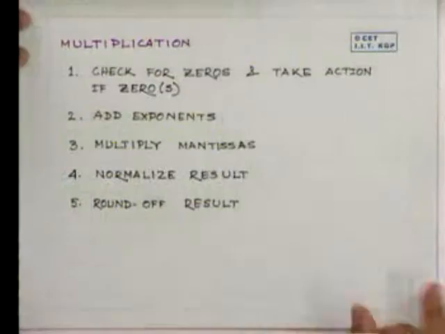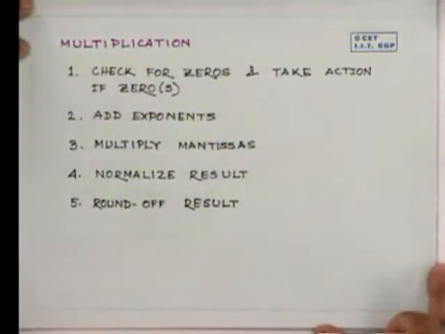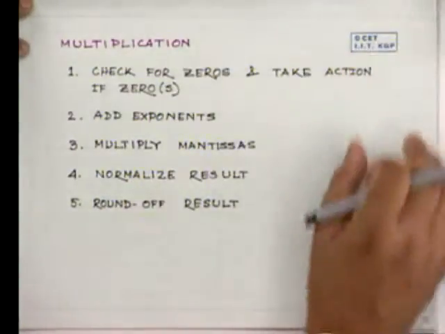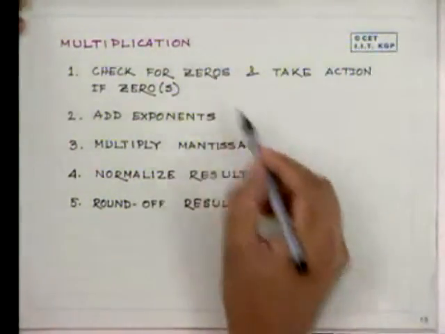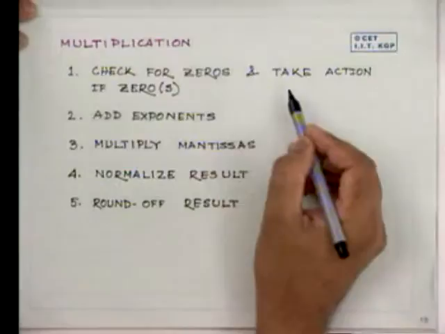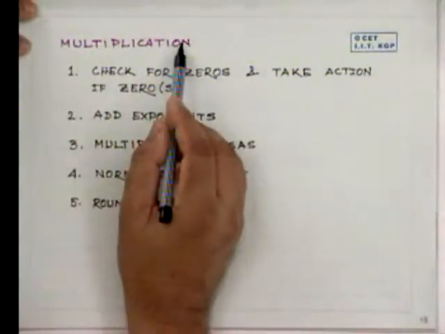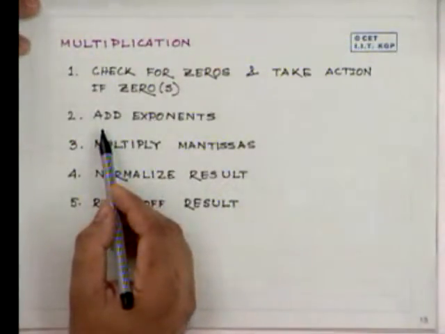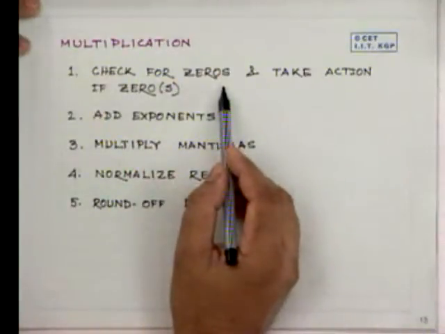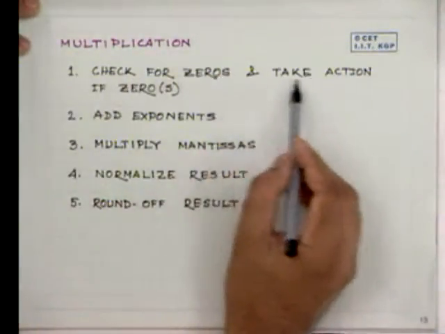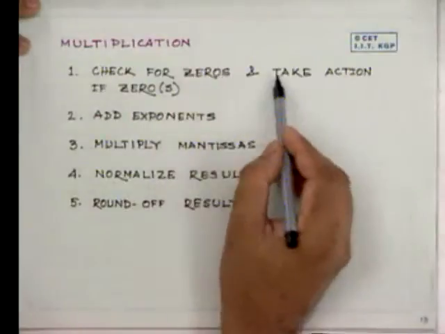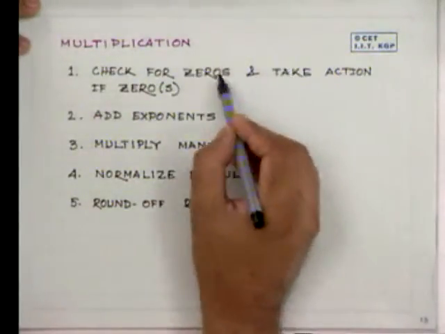Now, similar will be the situation if we go for multiplication. For multiplication we'll naturally have to have a similar unit. Say we are multiplying two numbers: check for zeros of the two numbers and take action if zeros. That means if any one of them is 0, then we'll have to declare the result to be 0.